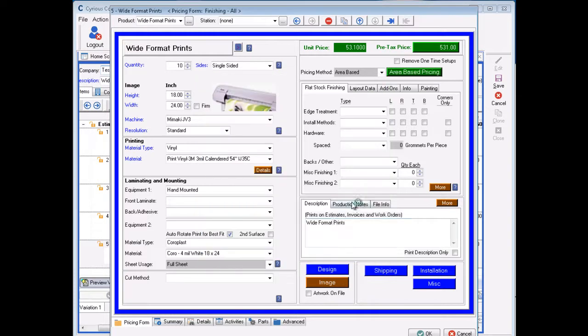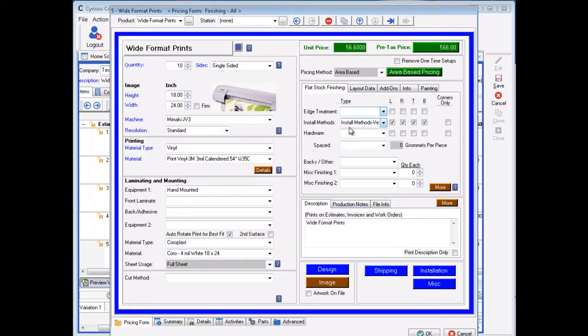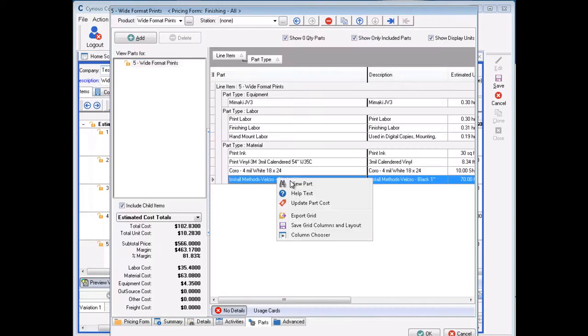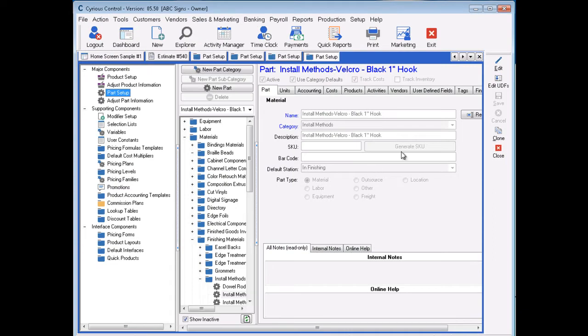If we add on to that a little bit more, such as laminating, it would have its own cost, or finishing. In this scenario, we can say that we're going to add some Velcro or magnets, either one. If we look at the area-based price, it now has a finishing price for that install method. If we look at that particular part, this will be the same for most finishing options.